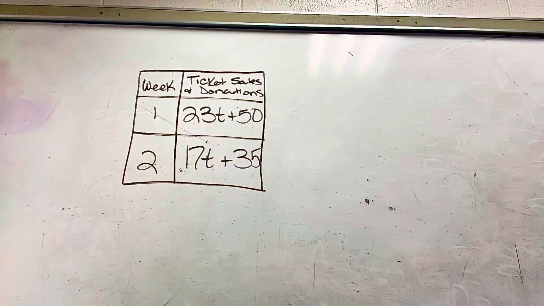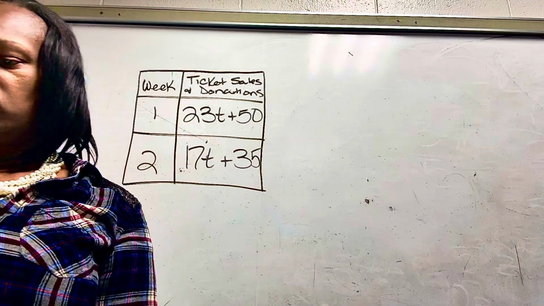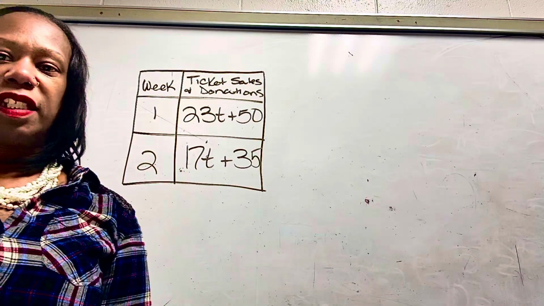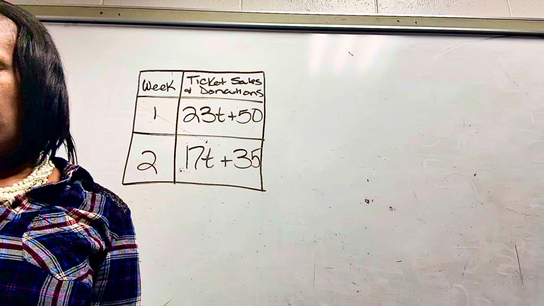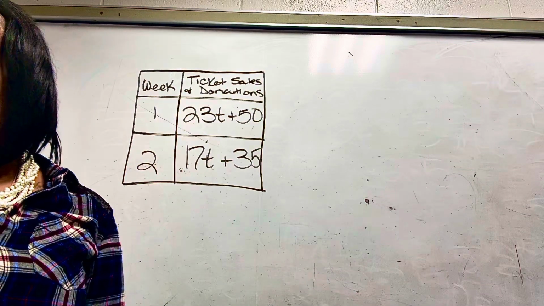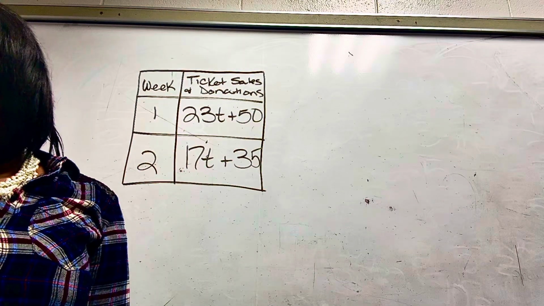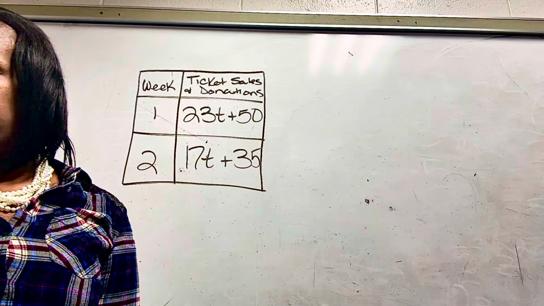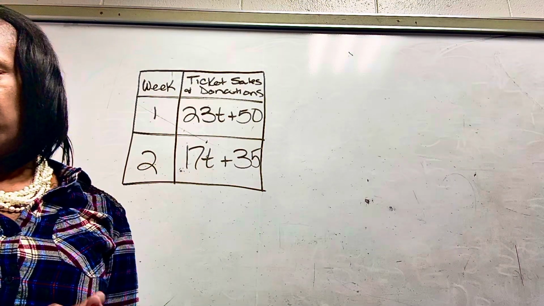All right, so here's another problem that a lot of people were struggling with. I didn't write the words up here, but this is just the table. I'll read the problem. It says the music club is selling tickets for an upcoming performance. They are also accepting donations. The table below shows the ticket sales and donations from the past 2 weeks.